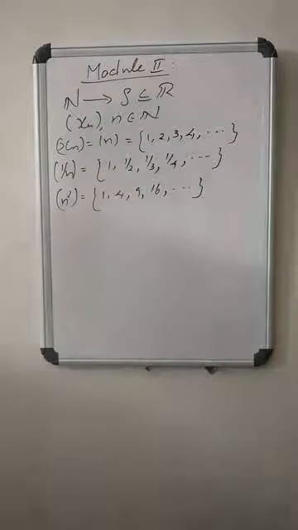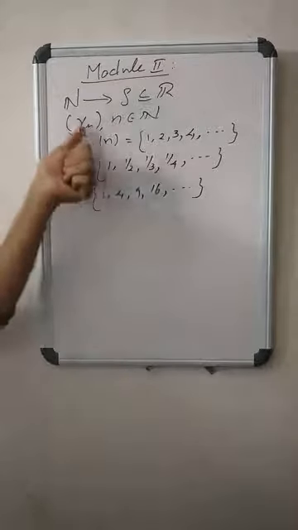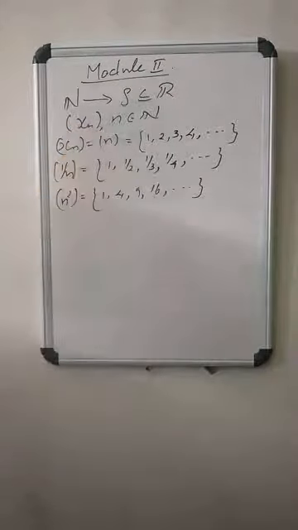So a sequence of real numbers is nothing but a function from the set of natural numbers to a subset of real numbers. The value of that function is said to be the element or the term, and it is denoted by the sequence xn in this way, where n is a natural number.